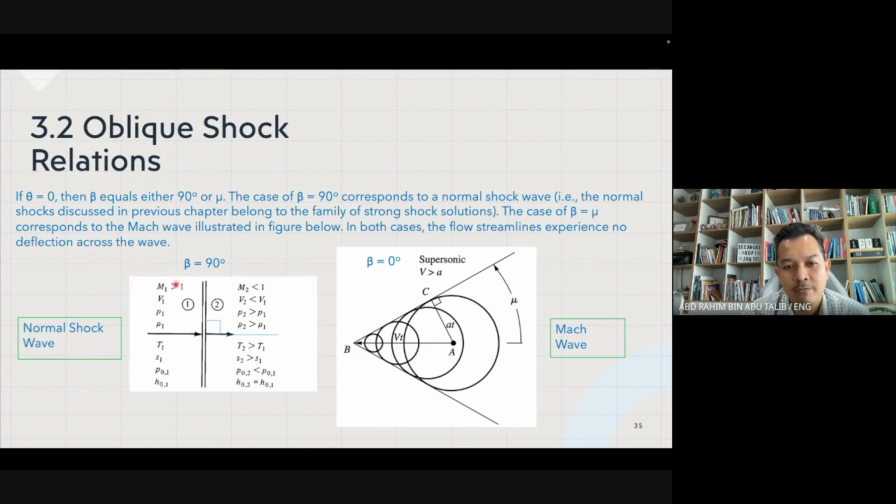So the normal shock wave, what we saw just before, is where beta equals 90 degrees. For the Mach wave, beta equals mu. So this is the Mach wave, a flow at the tangent of line B to C over here.